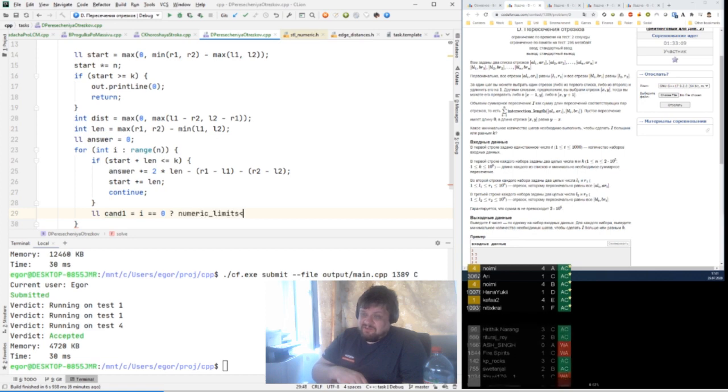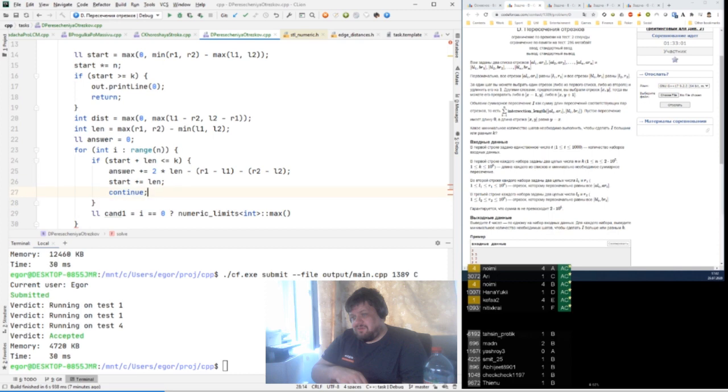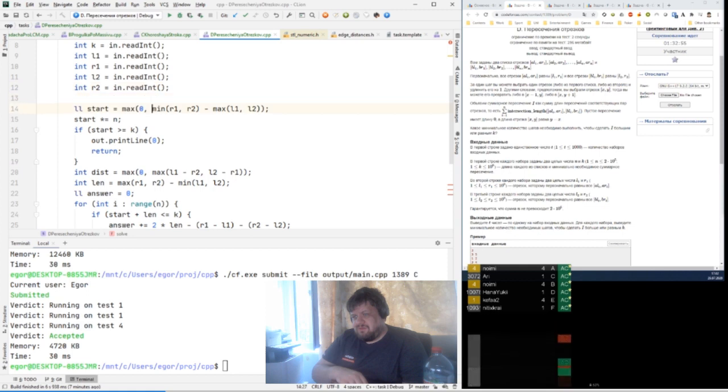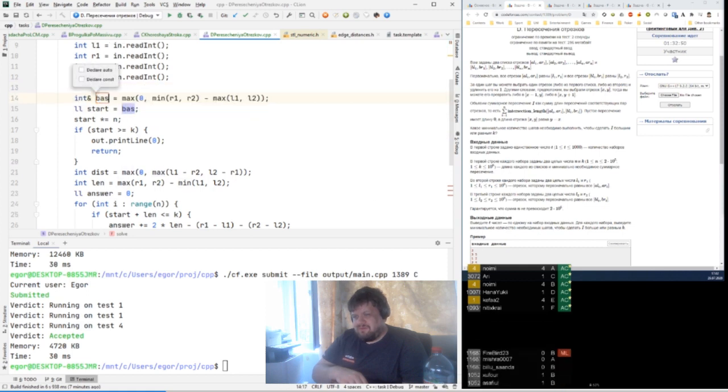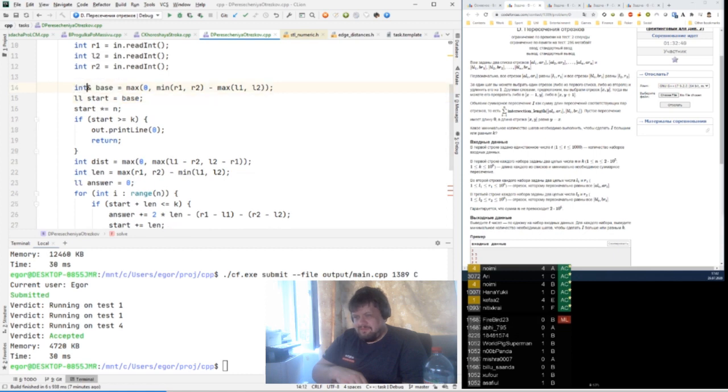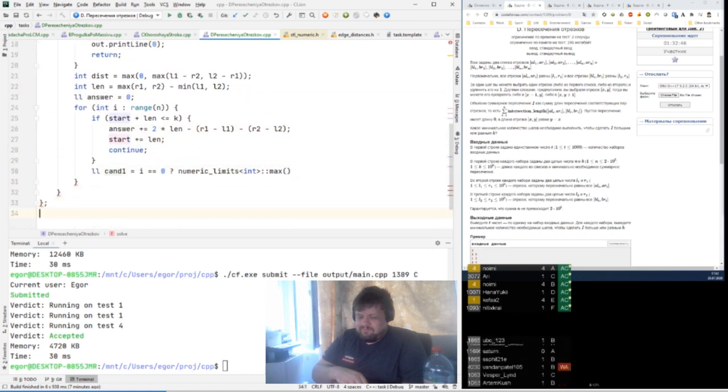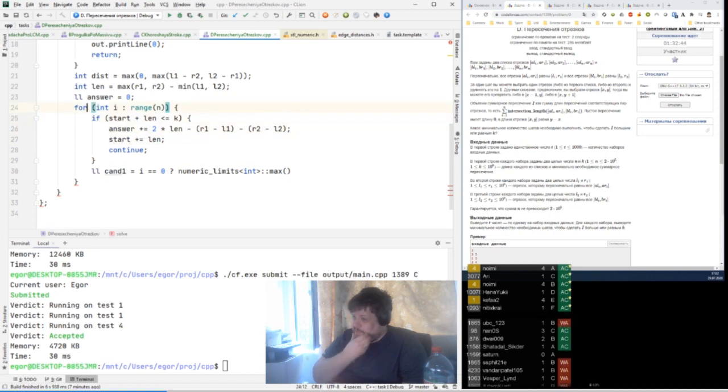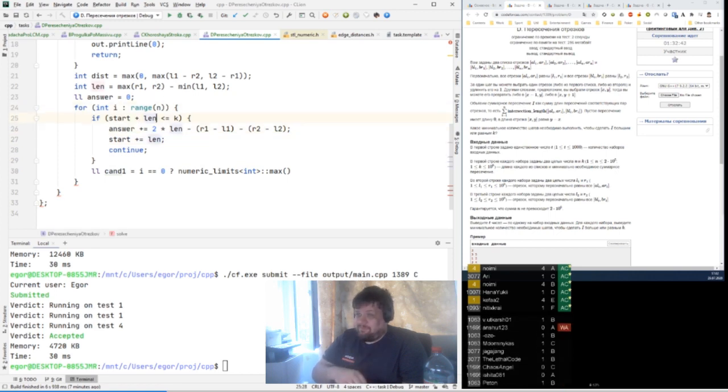So if we haven't aligned any segments, we can't really pay 2 per point. Hence it can't be answered. Yes, here we go for base.